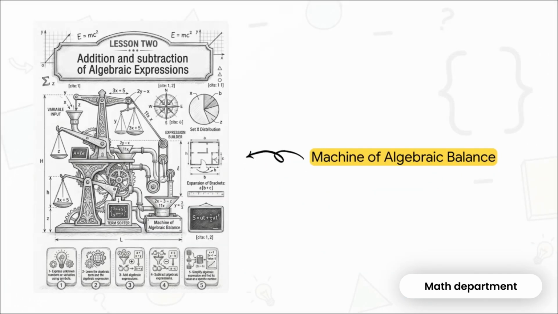Okay, take a look at this fantastic machine of algebraic balance. This really cool diagram perfectly illustrates that algebra is, at its core, just about sorting unknown variables into neat, balanced piles. Think of those gears and funnels as our mathematical rules. That term sorter at the bottom, that is exactly what we do when we combine like terms. We're just putting the x's with the x's and the y's with the y's.